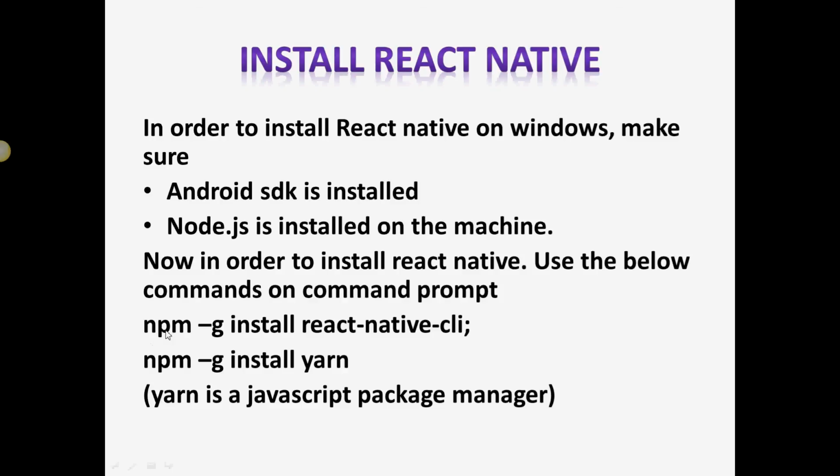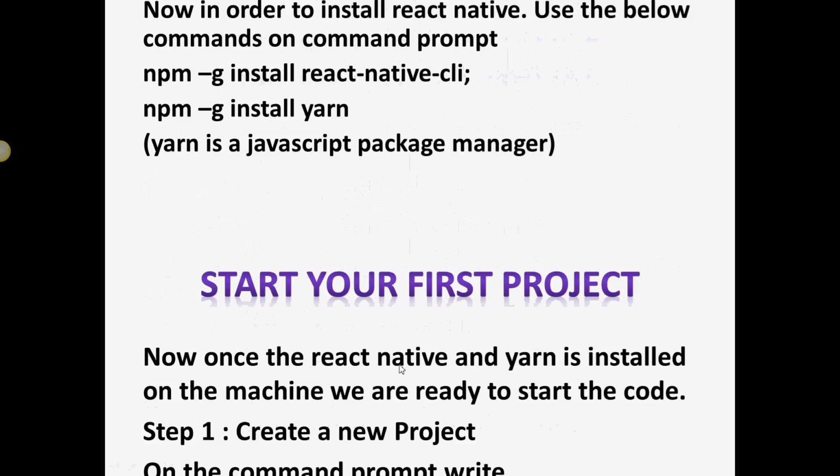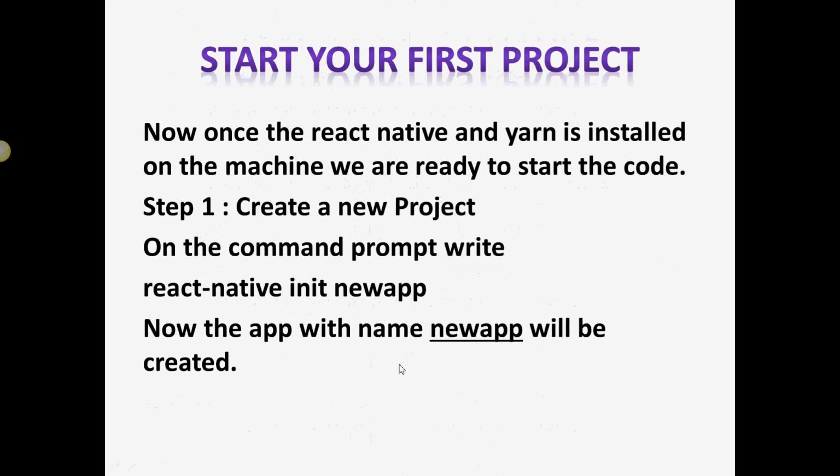npm is the package manager that is used to install all the packages on your system. G is very important if you want to install globally. Globally means whether you are in C drive, D drive, or any drive, you can access the functionality of React Native. Only two packages need to be installed. First is React Native CLI, and second is the JavaScript package Yarn. These are the two requirements for React Native. And now after this, you can just start your coding.